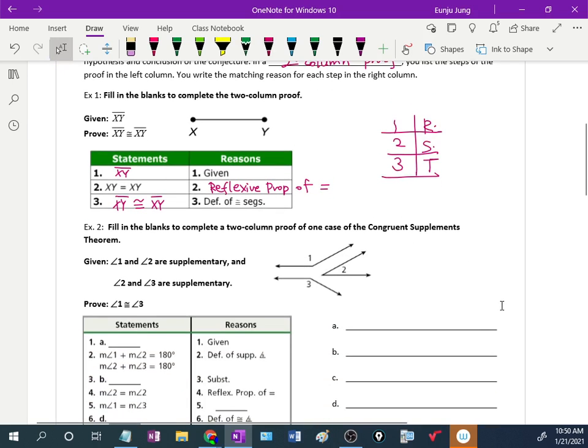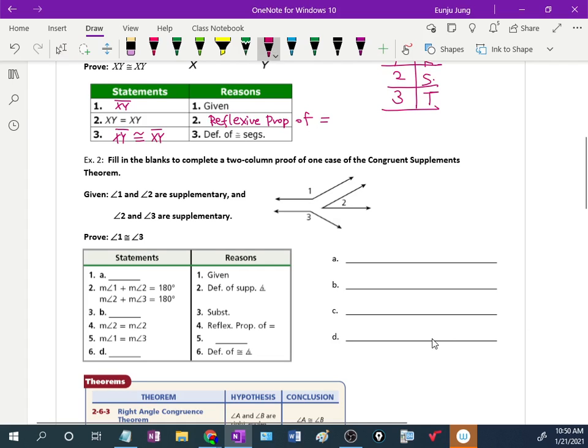Example number 2, fill in the blanks. Given information, angle 1, angle 2 are supplementary to each other. Another given, angle 2 and angle 3 are supplementary to each other. We are going to prove angle 1 and angle 3 are exactly the same thing, okay? So let's start with the first one. And the reason is given. So what do I need to write? Would you like to write first one and second one, or both of them? So let's look at what is on the next thing, okay?